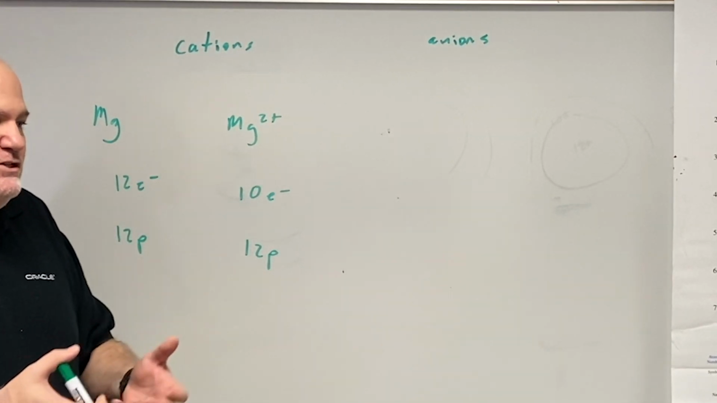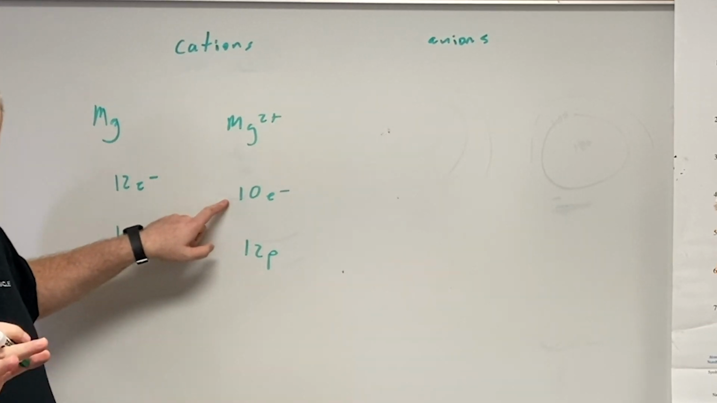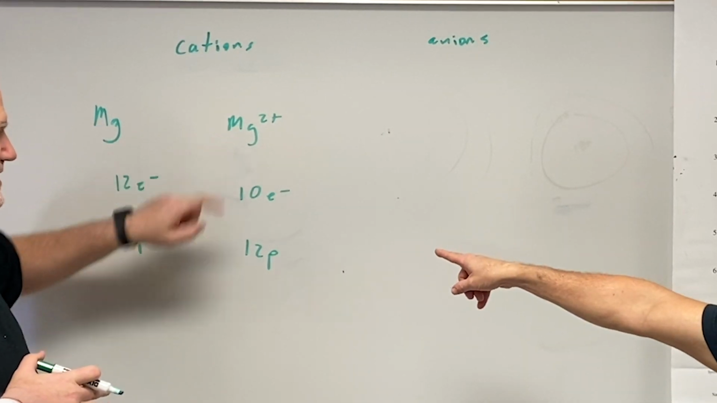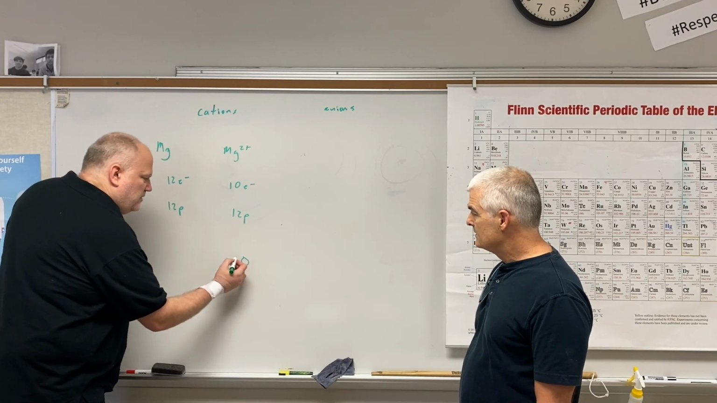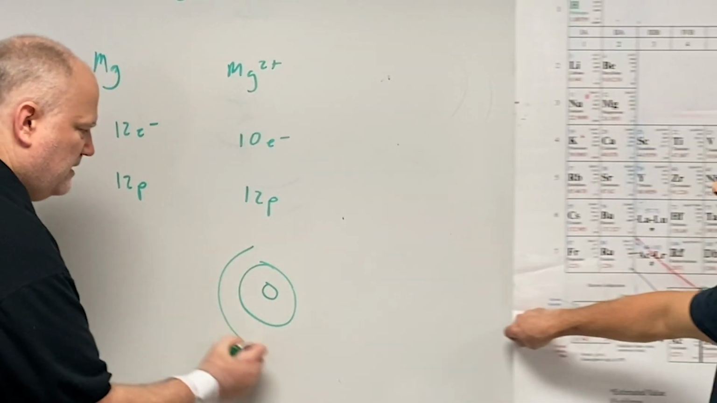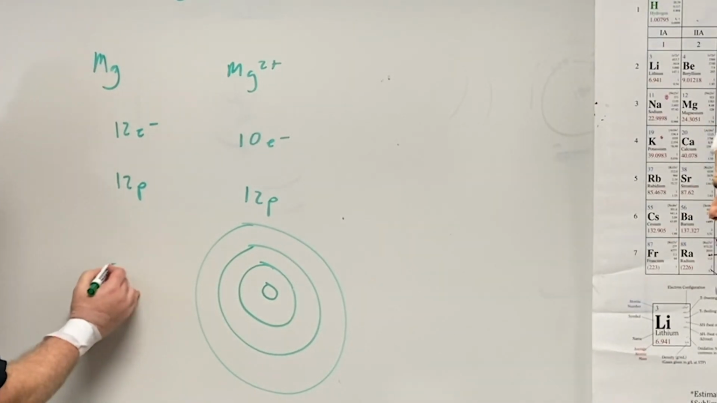If you have to drag less, you're going to be able to drag it better, right? So here, these 10 electrons are going to get pulled in more closely than these 12 will. That means that it's a smaller atom. So maybe draw a circle. If we're talking about energy levels here, Mg has 3 energy levels, right? 1, 2, 3. Here's the difference between these two.